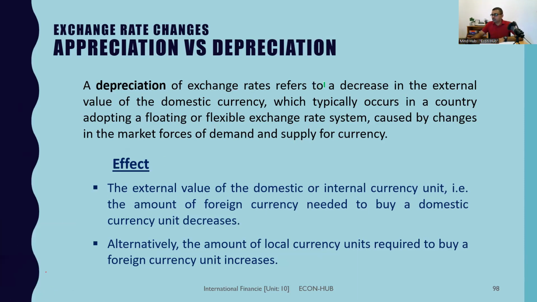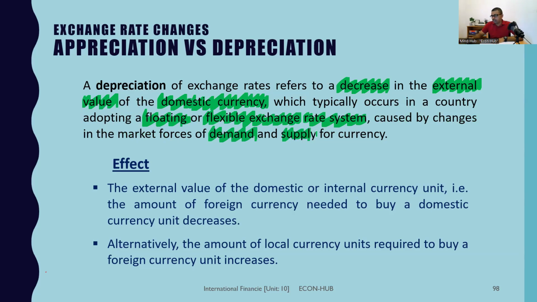Right. So this is where the external value decreases. The rupee becomes weaker. Domestic currency. Okay. It typically occurs in a country adopting a floating or a flexible system. Even managed floating is possible, right? It is caused by changes in the market forces of demand and supply for currency. Okay, right. So the effect is given here.